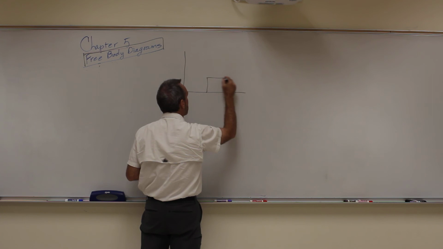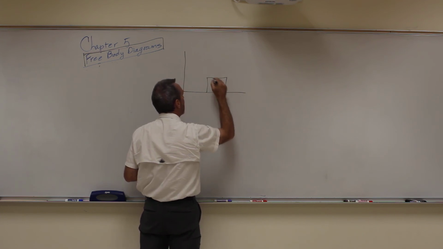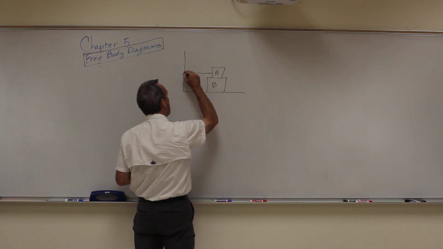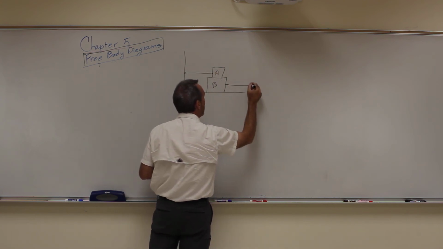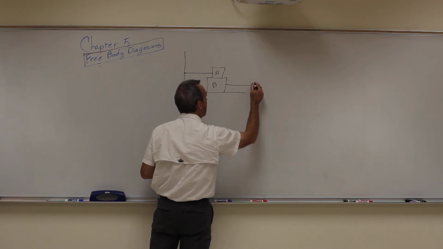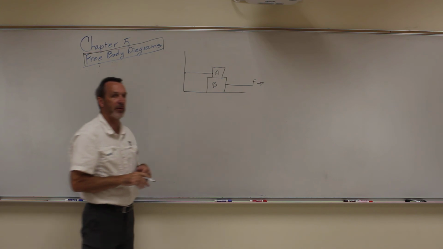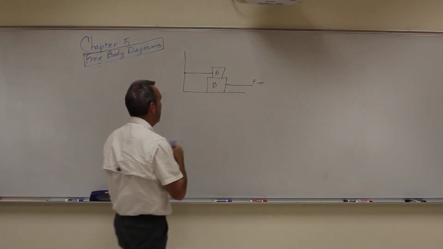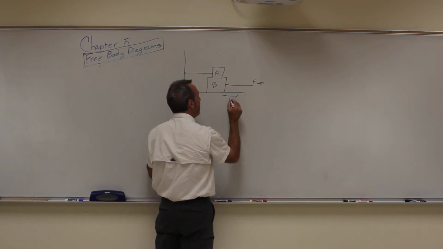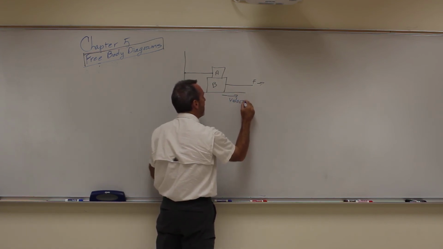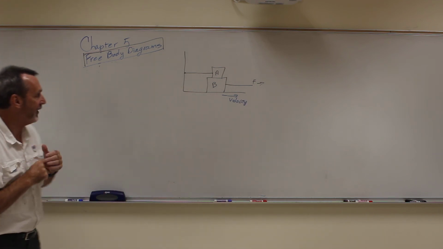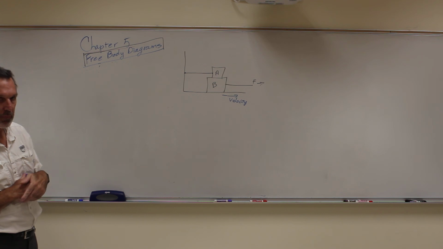I have a block here, we're going to call this block B. And on top of it we have block A. Block A is tied to the wall with a rope. Block B has a rope in which a force is being applied. So somebody's pulling on the rope. So block B is sliding out with a constant velocity this direction. Block A is not moving because it's fixed to the wall.